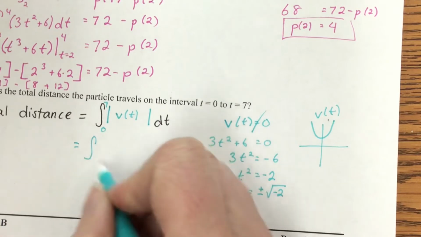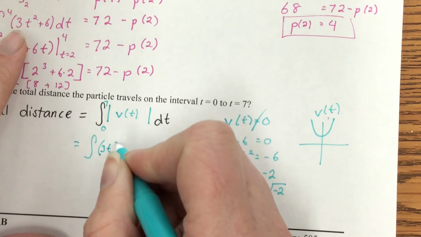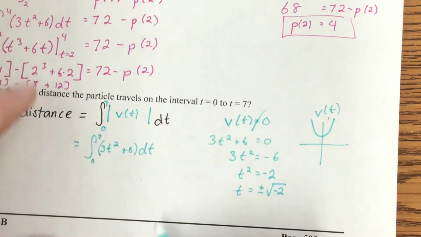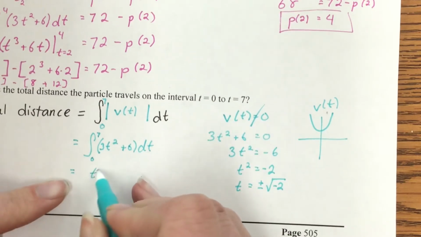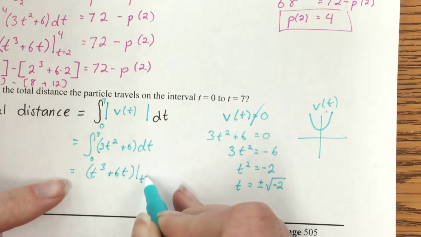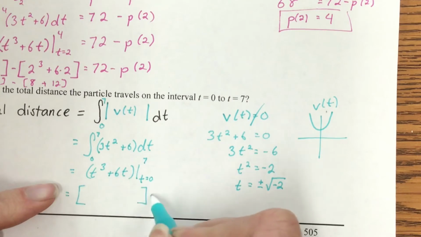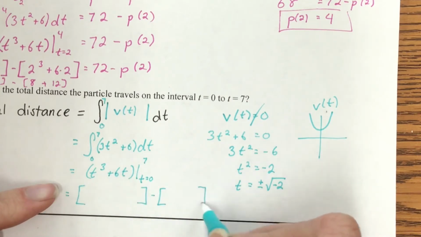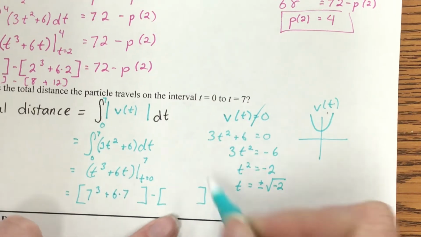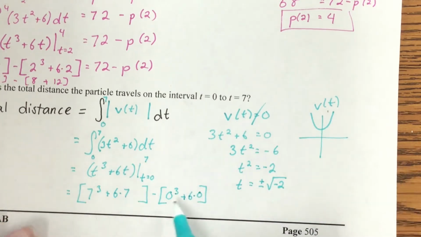So we've got the integral of V of t, which is 3t squared plus 6 dt, and we're going from 0 to 7. So this will be t cubed plus 6t evaluated from t equals 0 to 7. That means we have 7 cubed plus 6 times 7. And then over here we have 0 cubed plus 6 times 0. So this will all be 0.